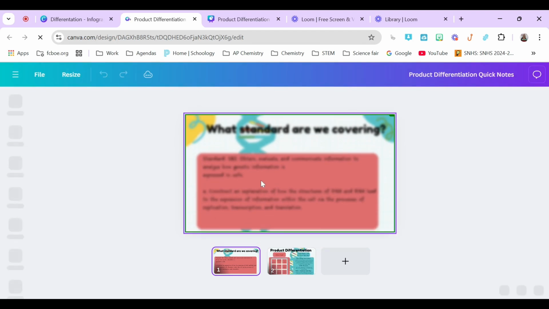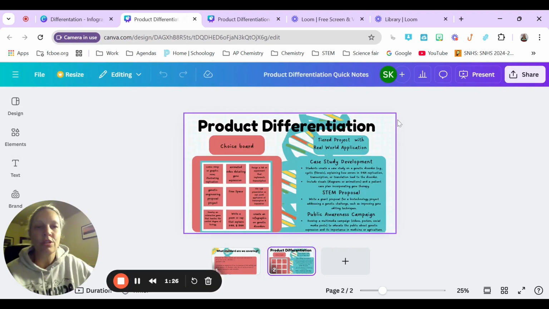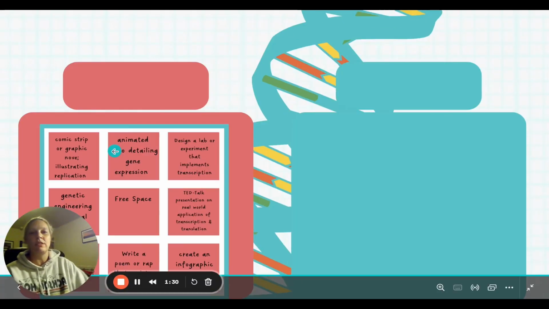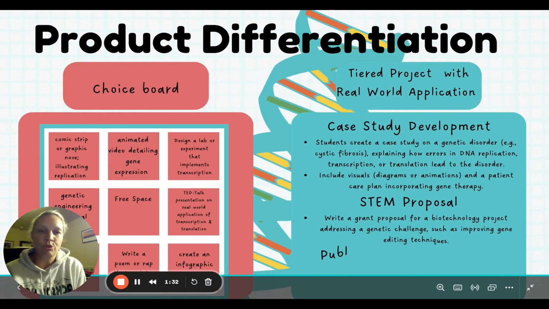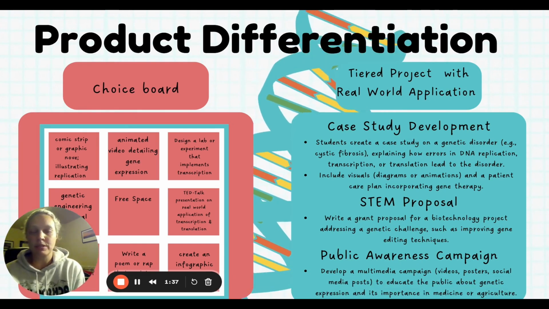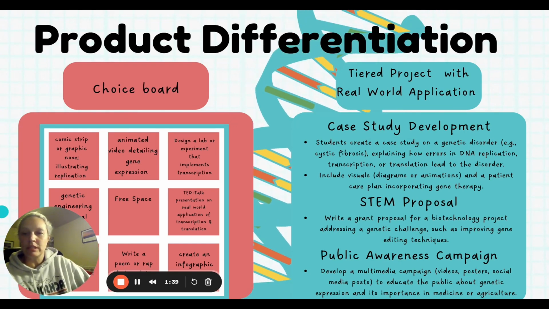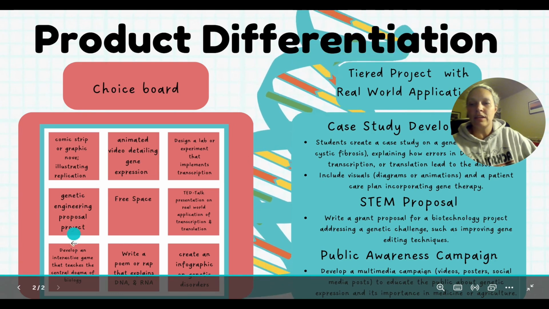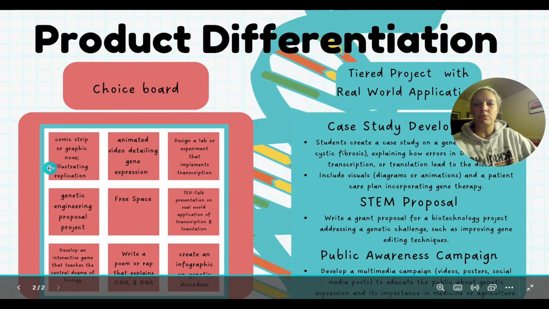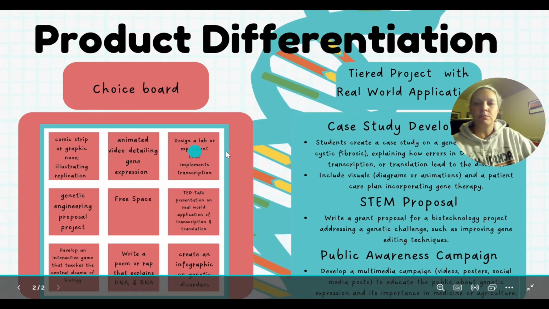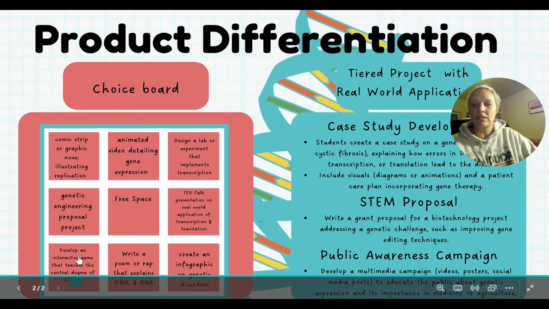Getting into it, this link takes us to the standard again, and this is just one example of how a teacher can differentiate product. I chose the choice board and also a tiered project with real-world application. With a choice board, you can see here that there are several different options that a student can take. They need to make a tic-tac-toe in some way in this choice board, so they can choose this direction.